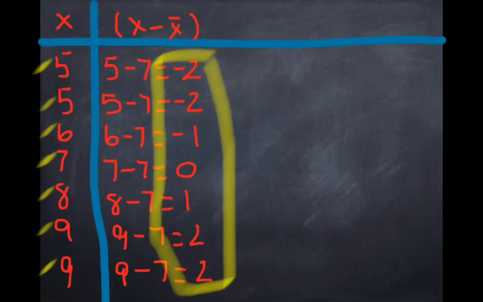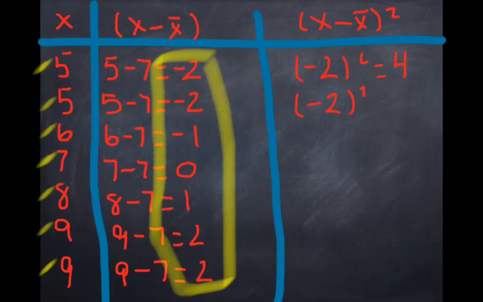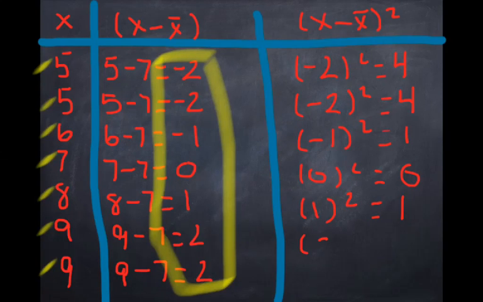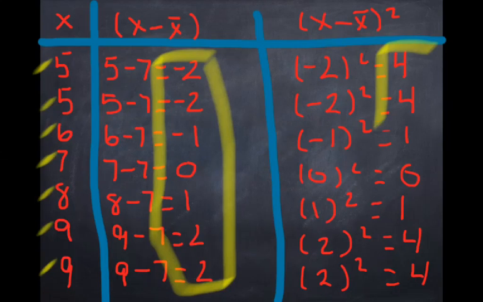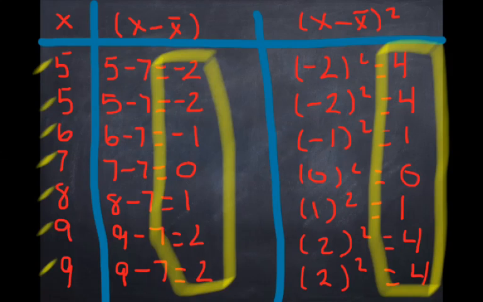And so your next step after finding the differences is you want to square those differences. So you're going to have minus 2 squared equals 4, minus 2 squared equals 4, minus 1 squared equals 1, 0 squared equals 0, 1 squared equals 1, 2 squared equals 4, 2 squared equals 4. And so we're going to be using these values that we just squared for our next slide.